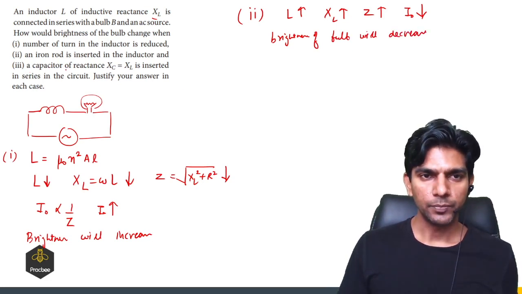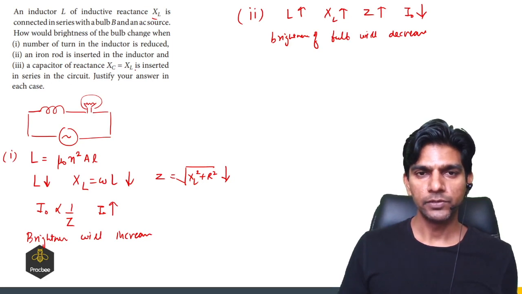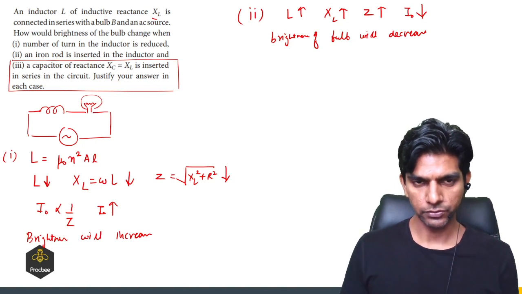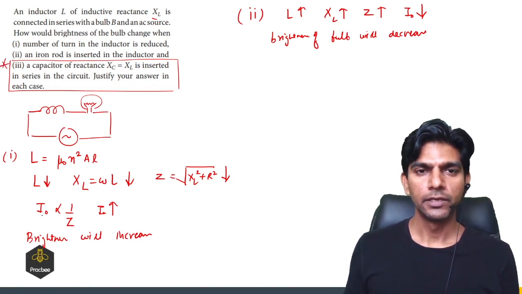Third case, a capacitor of reactance XC equal to XL is inserted. Okay, right. So we'll do this part once we are done with the series combination of R, L and C, once we are done with the LCR circuit. So I'll come to this later.